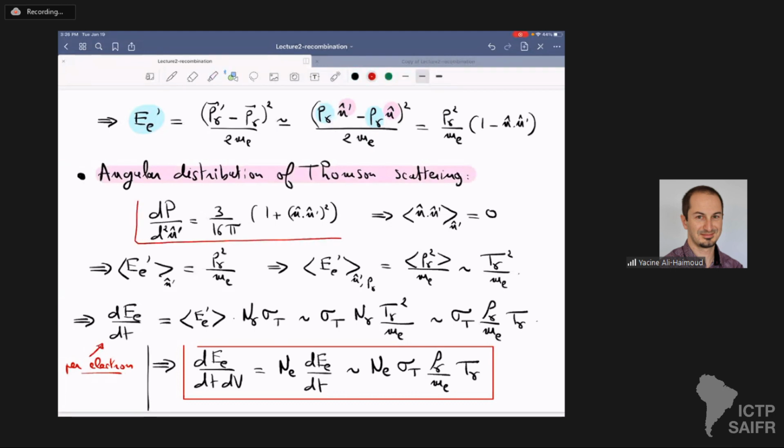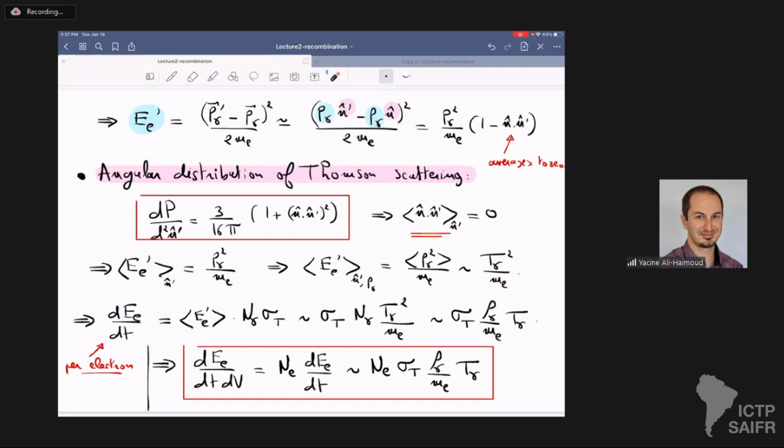Now, one more ingredient is to know that the angular distribution of Thomson scattering is given by this equation here. It has a monopolar term and a quadrupolar term. And in particular, the average over final directions of scattering of this term here averages to 0. So if I take the average of this final energy over final directions, I get p gamma squared over me. If I then average further over the energy of photons, I'm going to get that the final energy of the electron after scattering is of order temperature of photons squared over me.